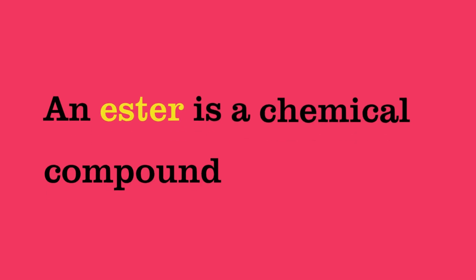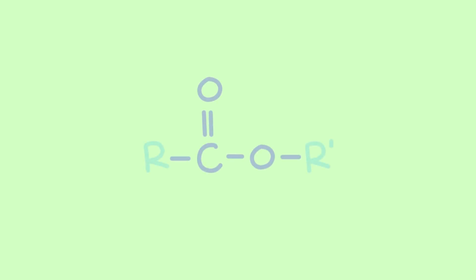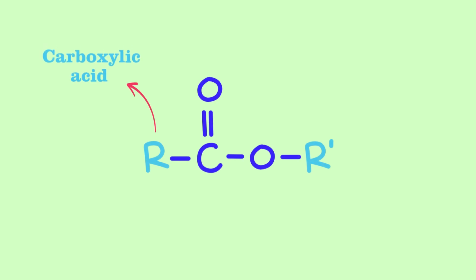An ester is a chemical compound with the general formula RC=OR', where R comes from a carboxylic acid and R' comes from an alcohol.